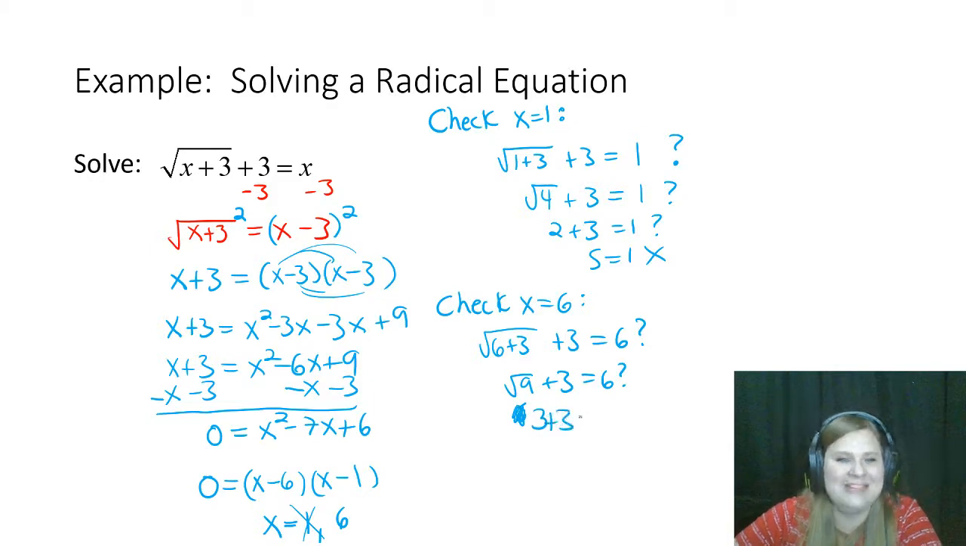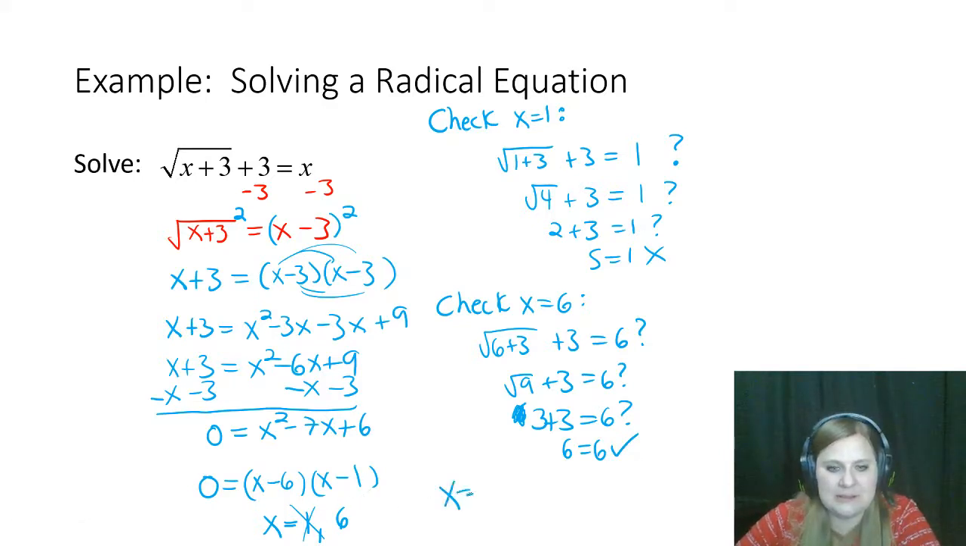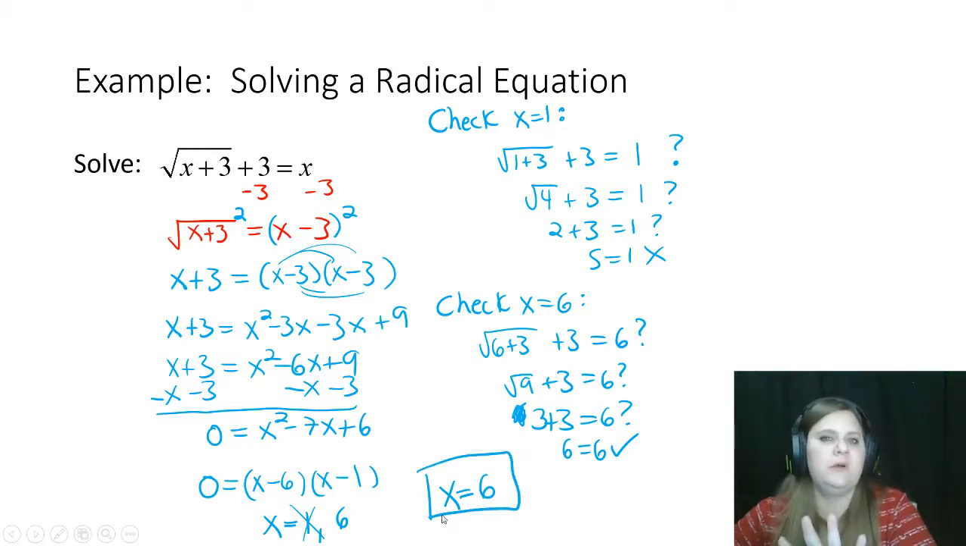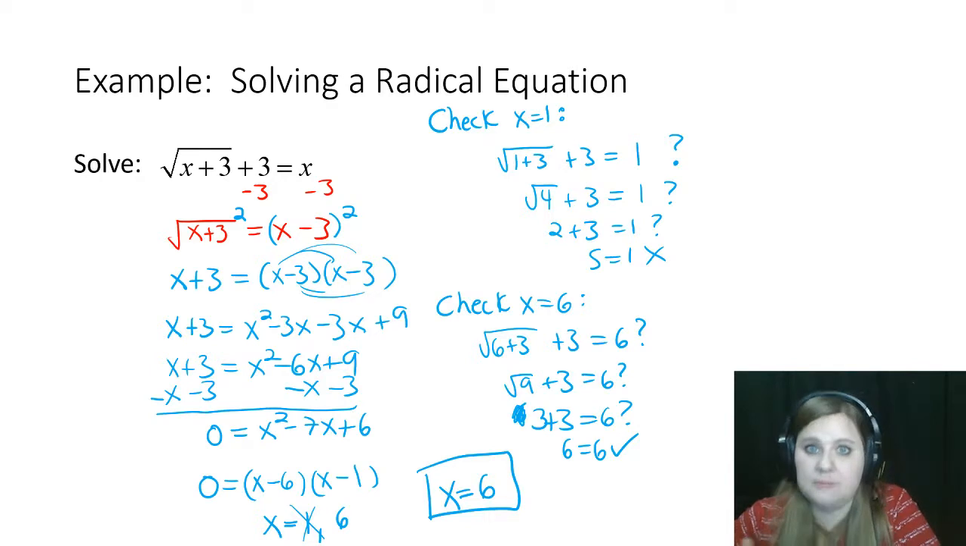3 plus 3 equals 6, and of course 6 does equal 6. So x equals 6 does work. So x equals 6 is our only answer because 1 did not. So see how important it is to check our answer at the end?